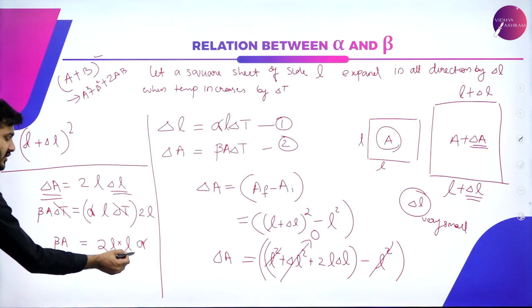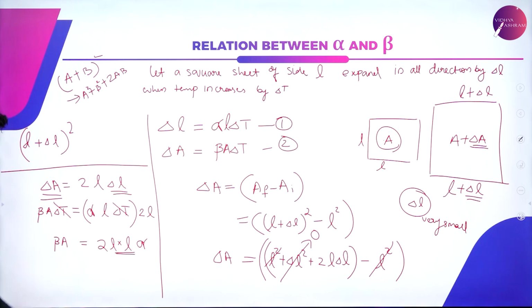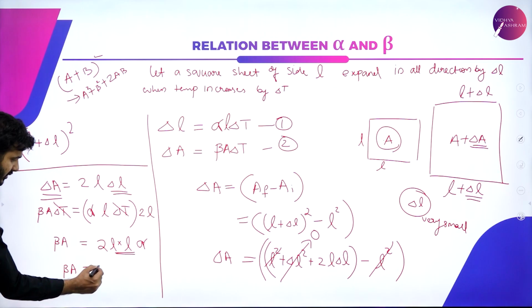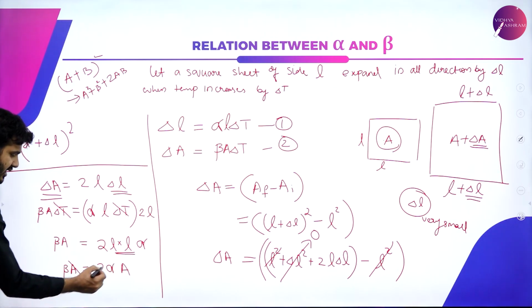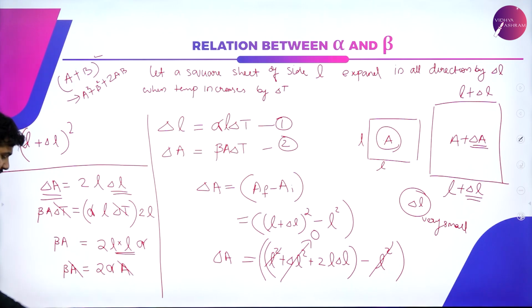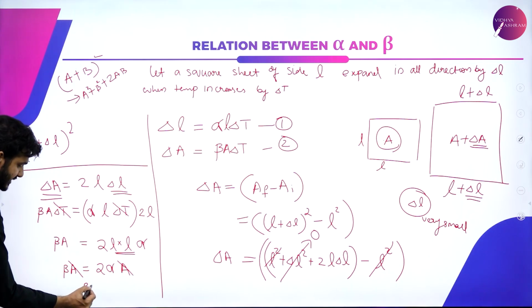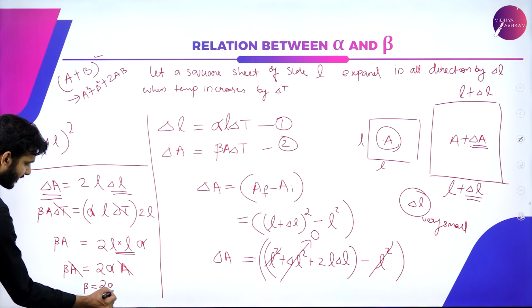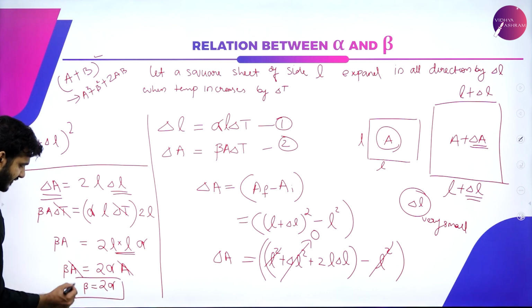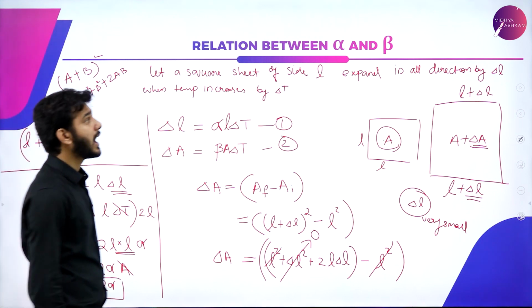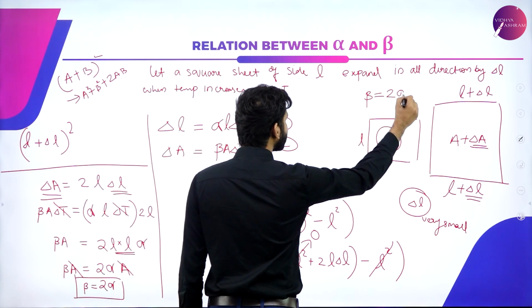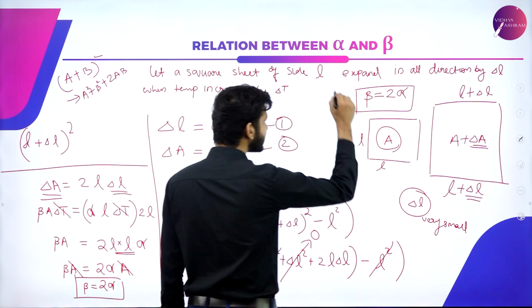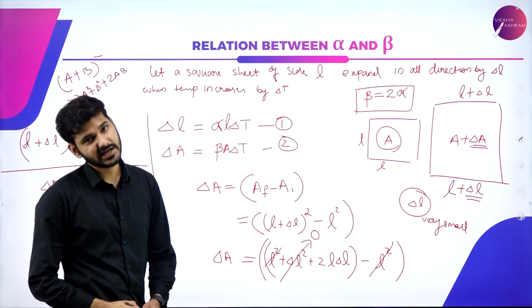Since this L into L itself is area again, we can just say that beta A will be equal to 2 times alpha into A. Or simply, the area terms will cancel each other out and only beta is equal to 2 alpha will remain. And we have our relation, that is, beta is actually equal to 2 times alpha. That is our first relation.